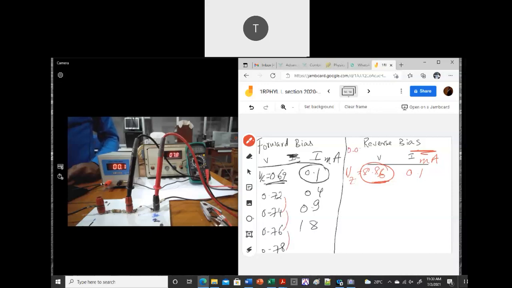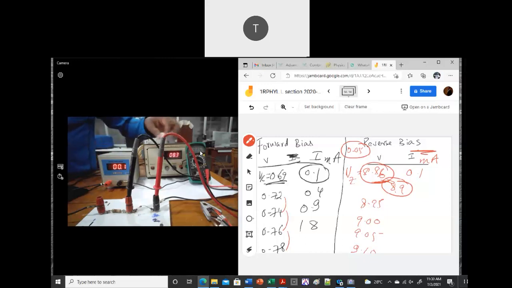Next I can do 8.9, I will consider this already as 8.9. Then I'll take 8.95, and then 9.0, 9.05, and then 9.1 and so on. You can keep on doing it. So let us set this to 8.95. On this one, you have to set it to 8.95.